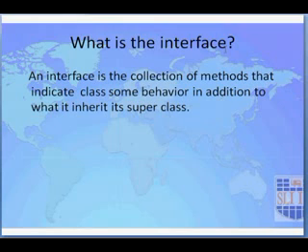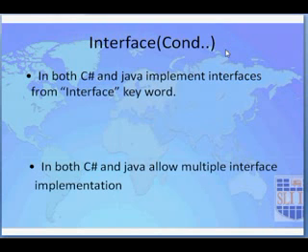Both C# and Java allow multiple interface implementation. Both C# and Java implement interfaces using the interface keyword.